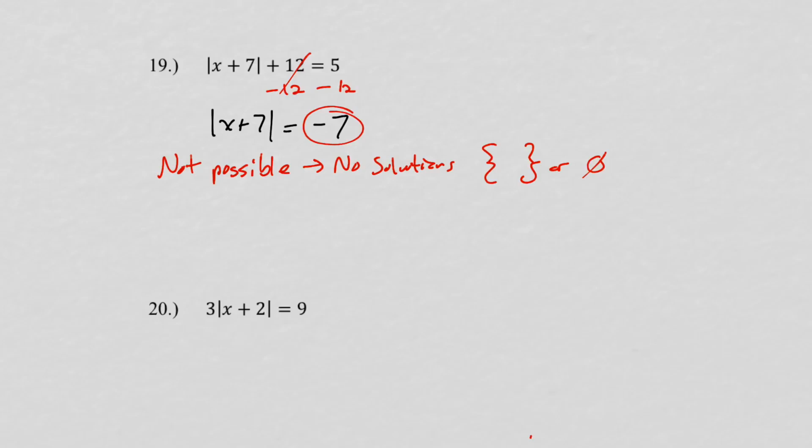So what you need to remember is that absolute value results are positive when we insert numbers in absolute values. They make the results positive. So you can never ever get a negative result.